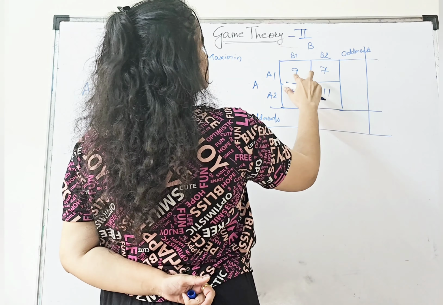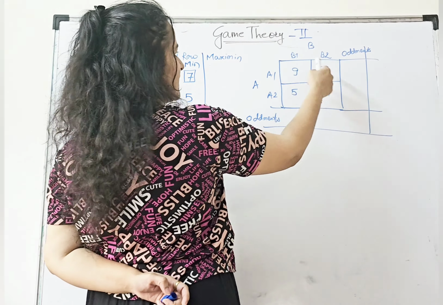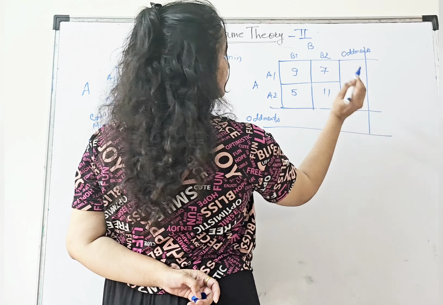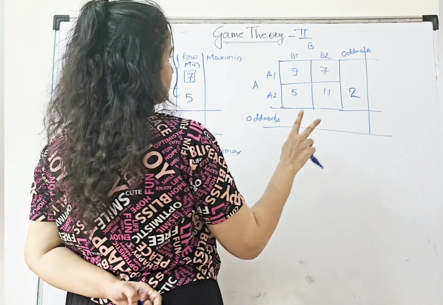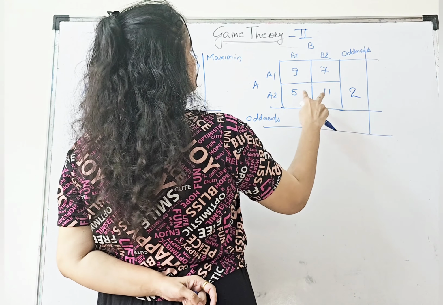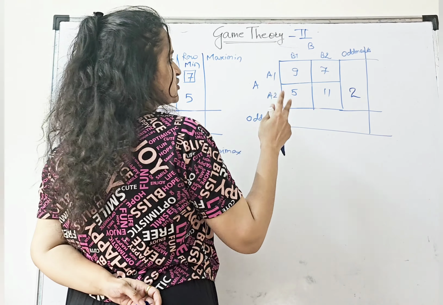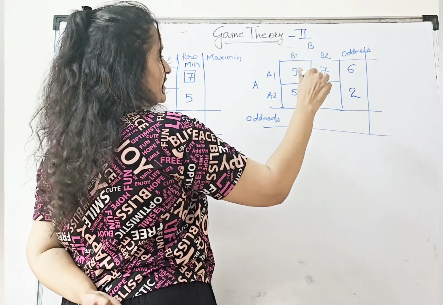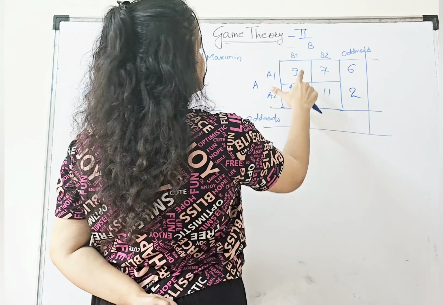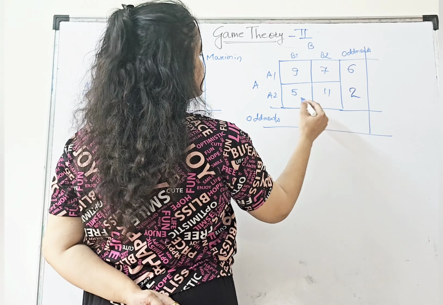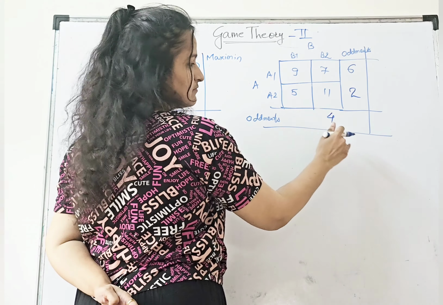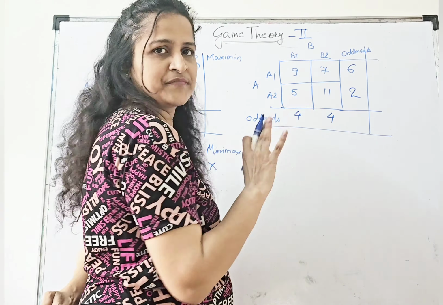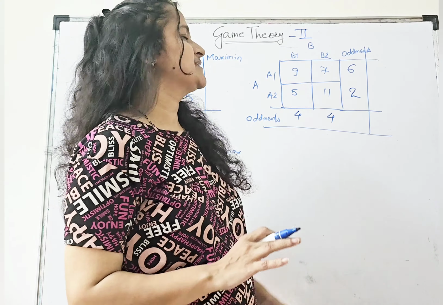So here the two numbers are 9 and 7. So 9 minus 7 is 2, but you are not going to write it here, you are going to write it diagonally. Okay, this is important part. Here the difference between these two numbers is 11 minus 5. As I mentioned, larger minus smaller number. So 11 minus 5 is 6, write it diagonally. Now the column wise also the difference between these two numbers 9 minus 5 is 4. Write it down here in the next cell diagonally. And 11 minus 7 is again 4. Okay, so this is how the oddments are found out.